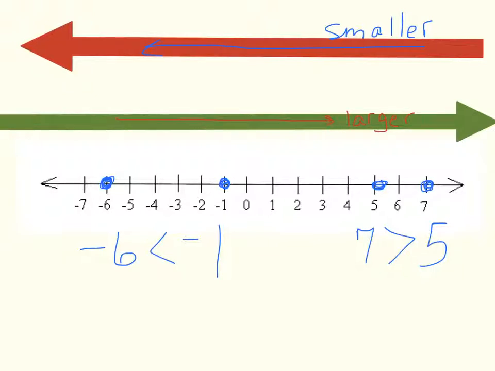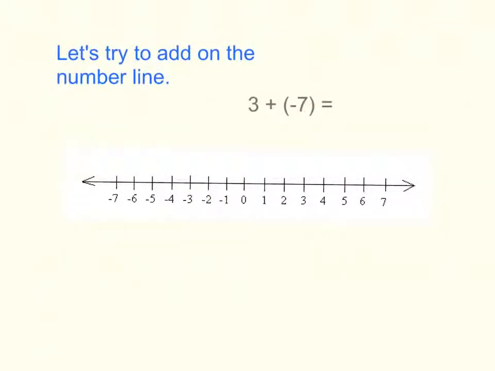So as we move to the right, numbers get larger. As we move to the left, numbers get smaller. That's an important concept when we're going to use the number line to add integers. Let's try to add on the number line.